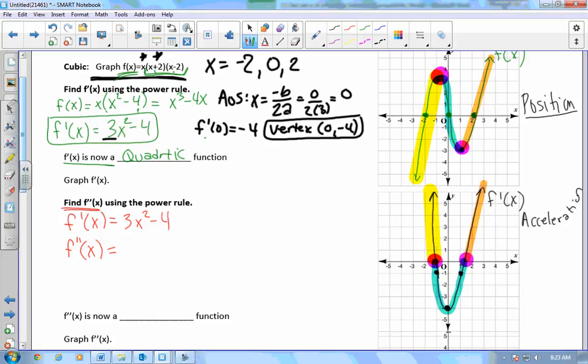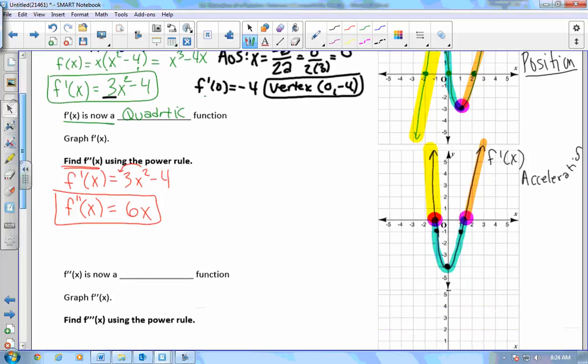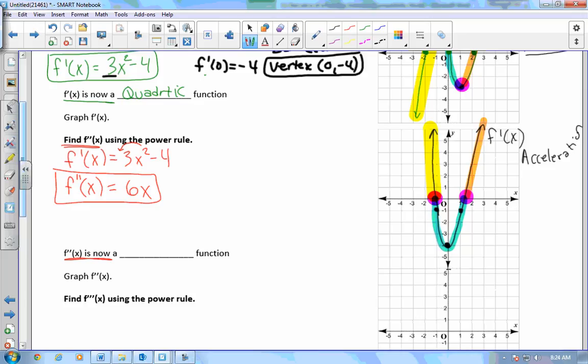Okay, Alex, what did you get? What do you guys think? Yep, because if we take this 2, pull it down, 2 times 3 is 6. We decrease that by 1, it becomes 1. Minus 4, well, the derivative of a constant is 0, because it's x to the 0 power, so we times by 0. Great. What type of function is f double prime now? Linear. So when we graph this guy, it should be a line.